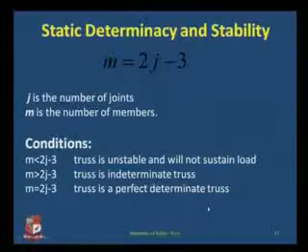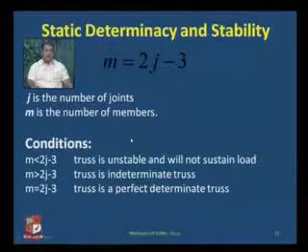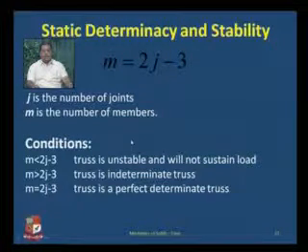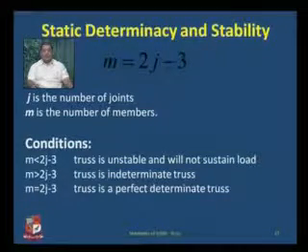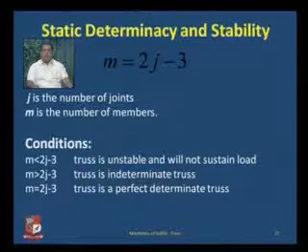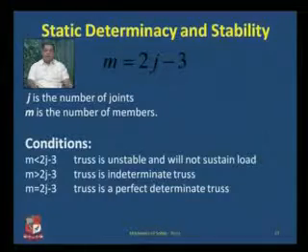I have already talked to you about the equation m is equal to 2j minus 3 in my second slide. Now we will be looking into the cases. Your first case is m less than 2j minus 3, that is the number of members as per requirement is less than what is being given by 2j minus 3. In that case, your truss becomes unstable and will not sustain the applied load.